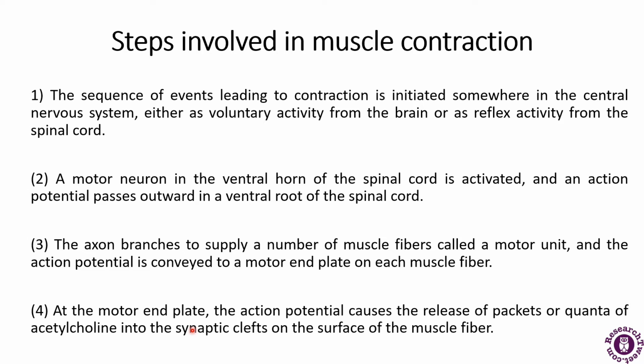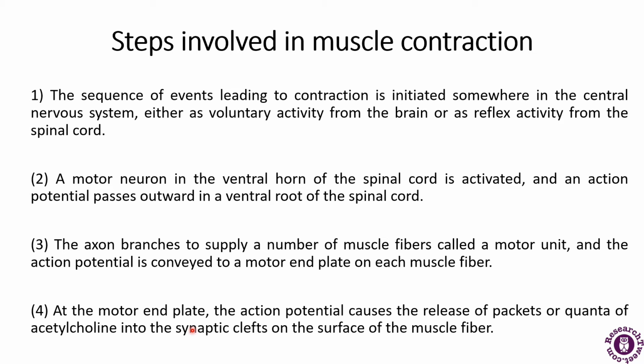The next step is when axon branches supply a number of muscle fibers, which is called the motor unit, and the action potential is conveyed to the motor end plate on the muscle fiber. The axon branches supply a number of muscle fibers to the motor unit. So what is happening at the motor end plate?